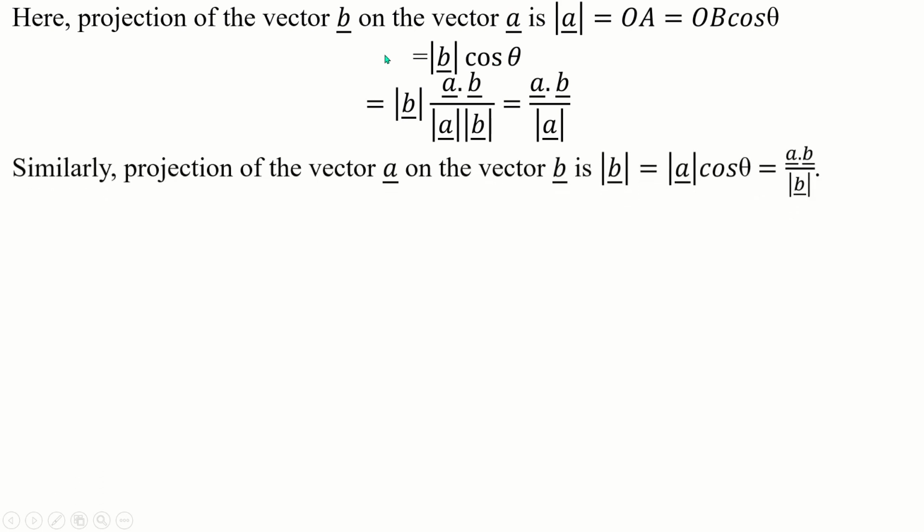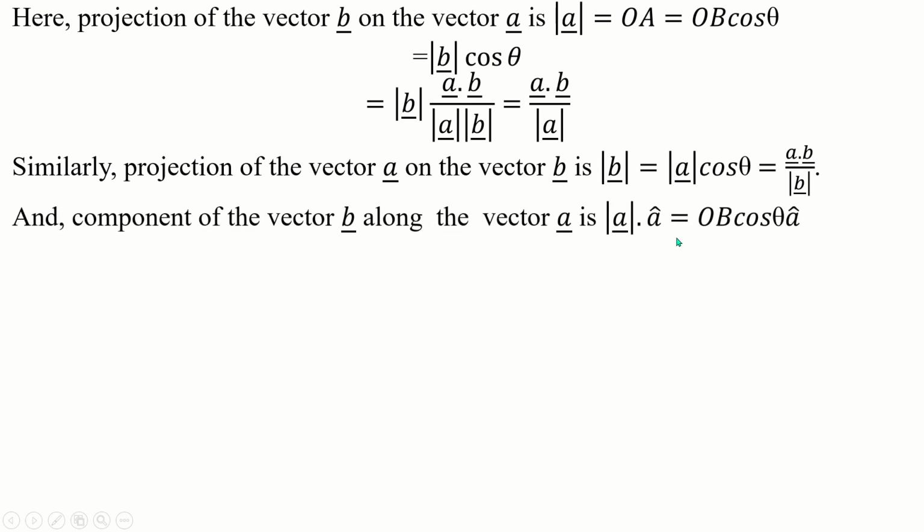Similarly, the projection of A on B will be A vector dot B vector divided by the magnitude of B. That means on B you have to divide by B, and on A you have to divide by A. For remembering, understanding, or memorizing. Okay.